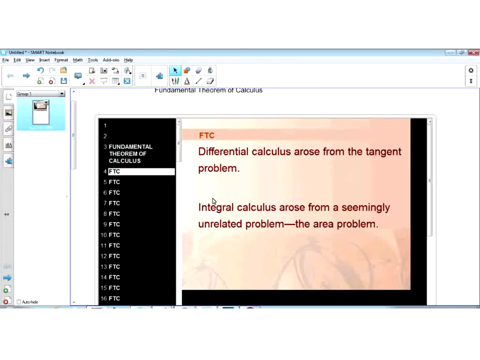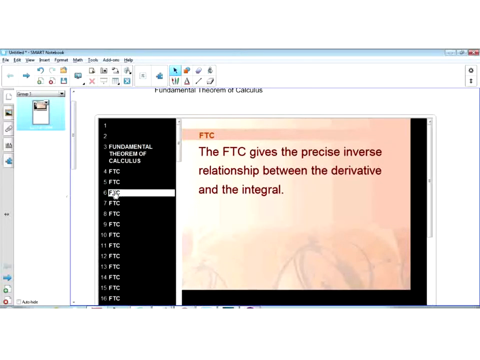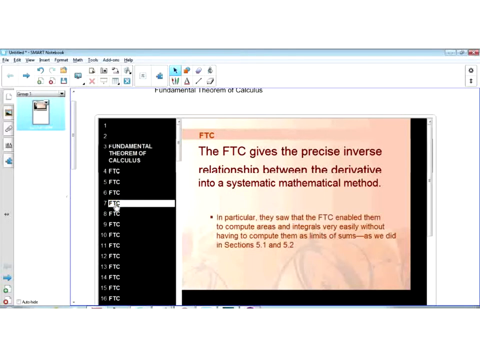Differential calculus arose from the tangent problem. Integral calculus arose from a seemingly unrelated problem, the area problem. So we're going to relate the two. So differentiation and integration happen to be inverse processes. So the fundamental theorem of calculus, called FTC, gives the inverse relationship between the derivative and the integral.